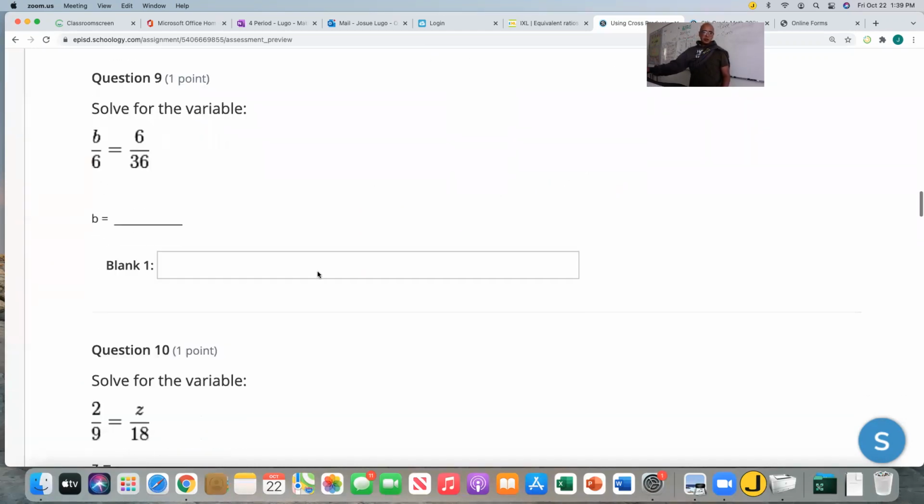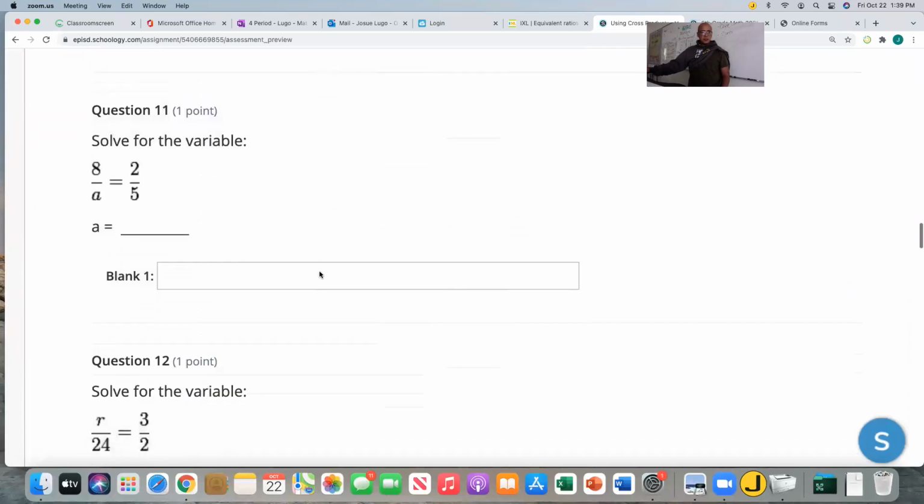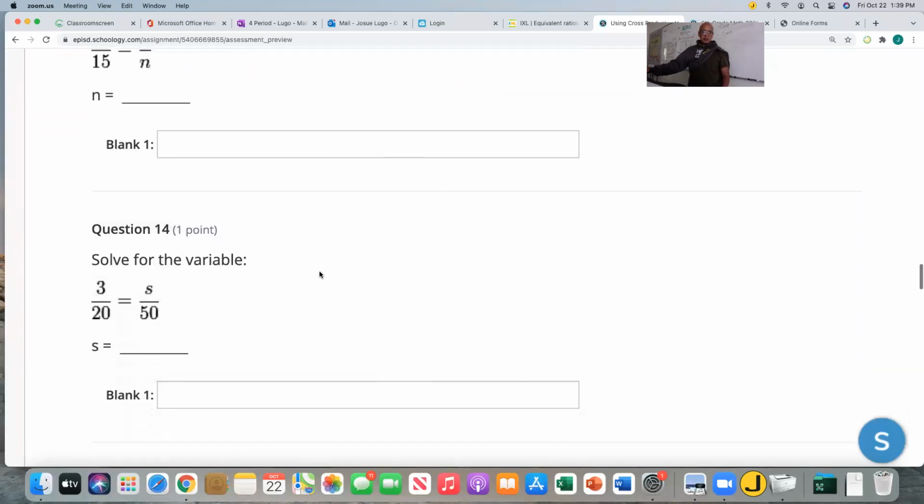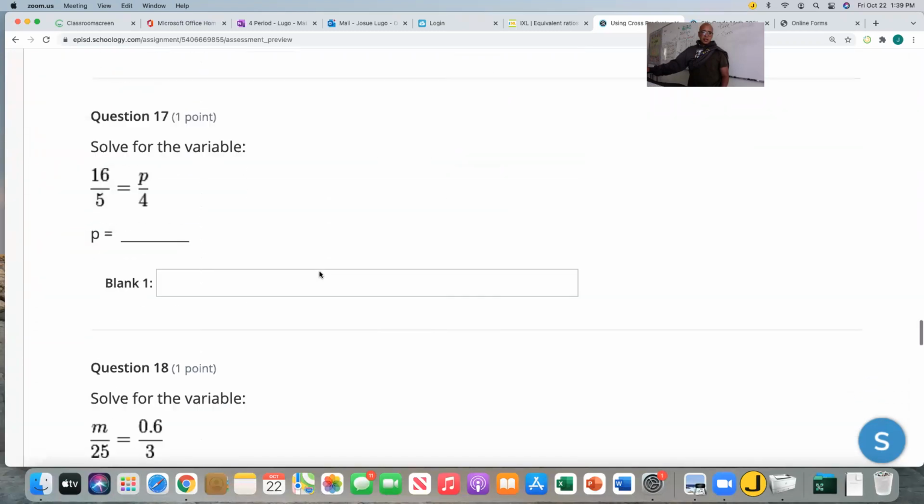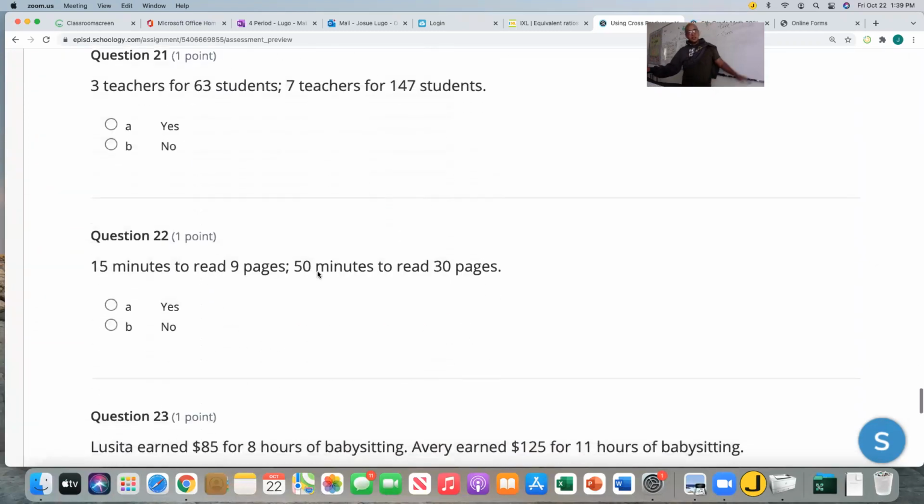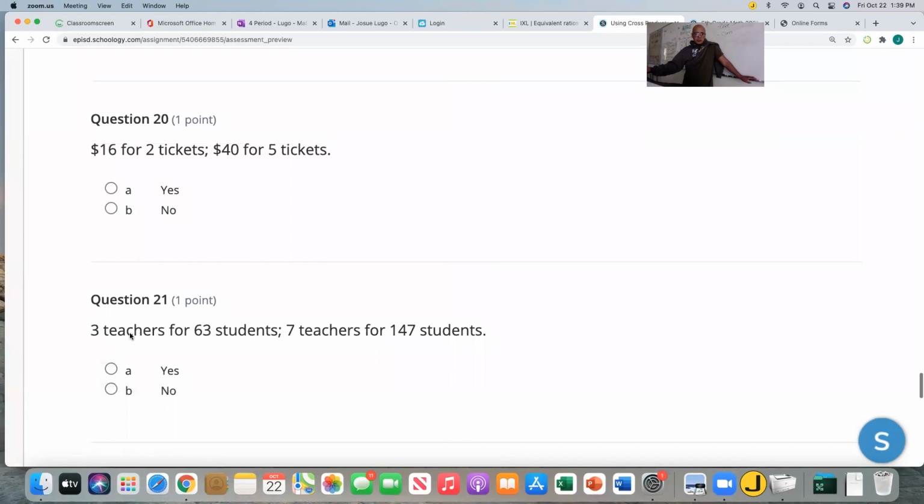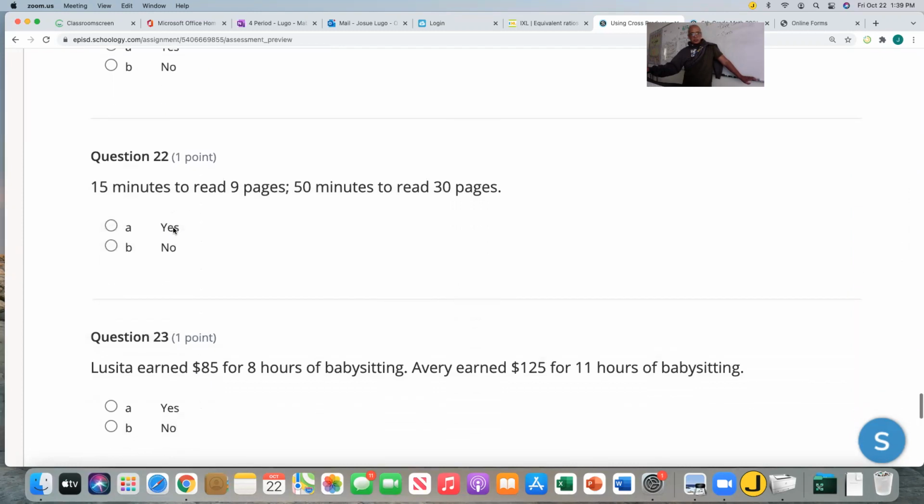So you'll keep doing that all the way down, ladies and gentlemen. Follow that same pattern. And when you get to the word problems, just notice the things you're comparing. 3 over 63 is equal to 7 over 147. Is that true or not? 16 over 2 is the same thing as 40 over 5. Is that true or not? So just be careful as you're writing down those ratios.